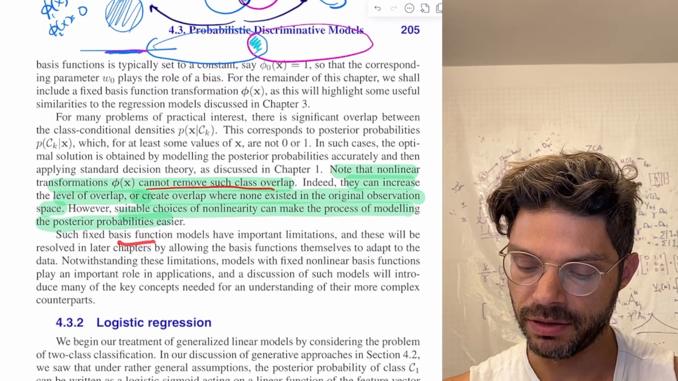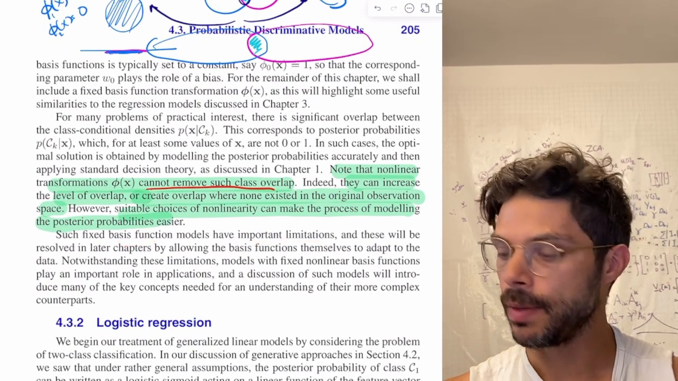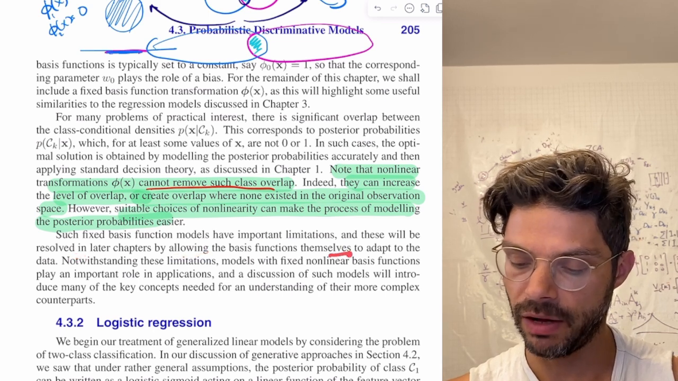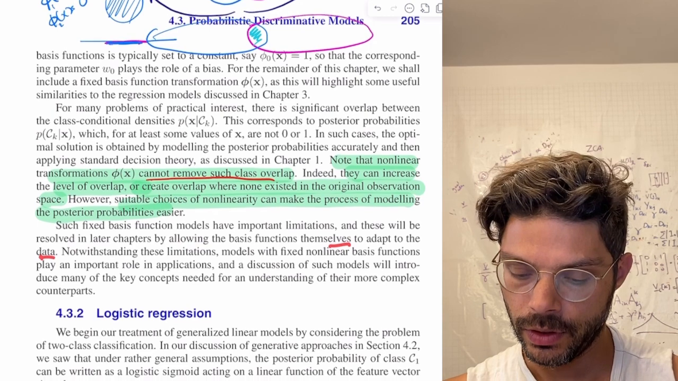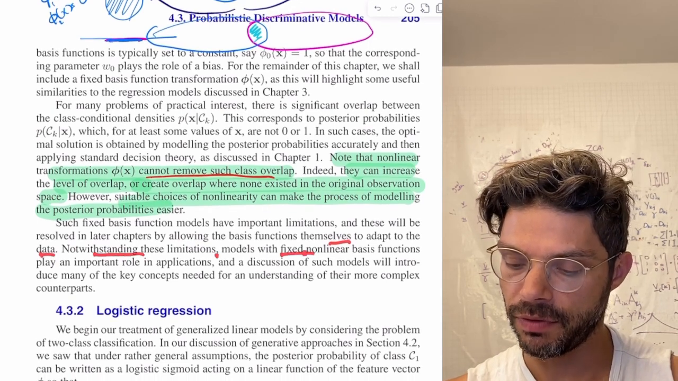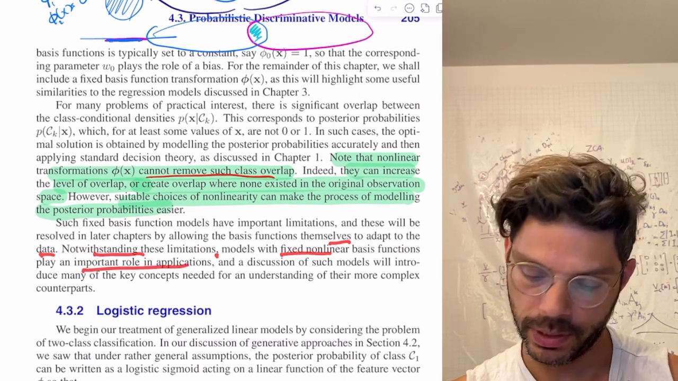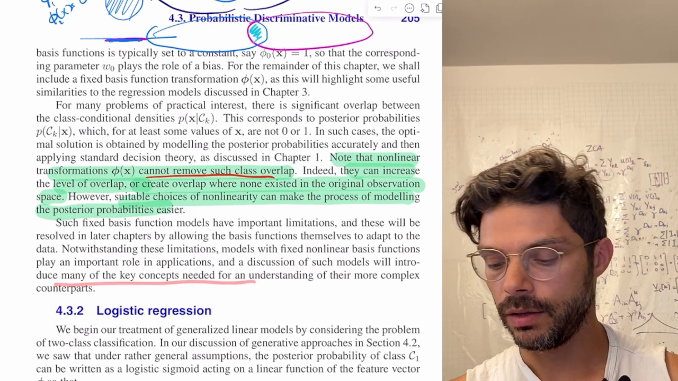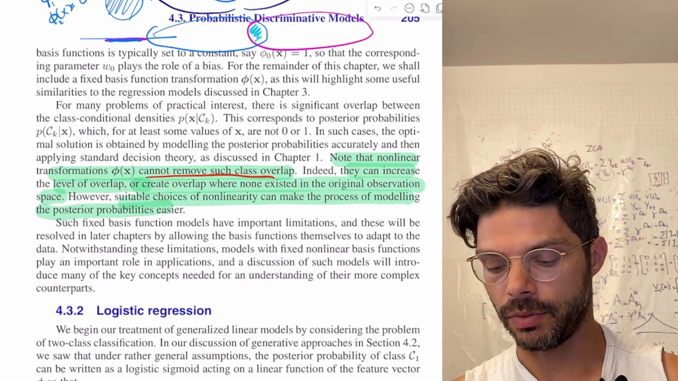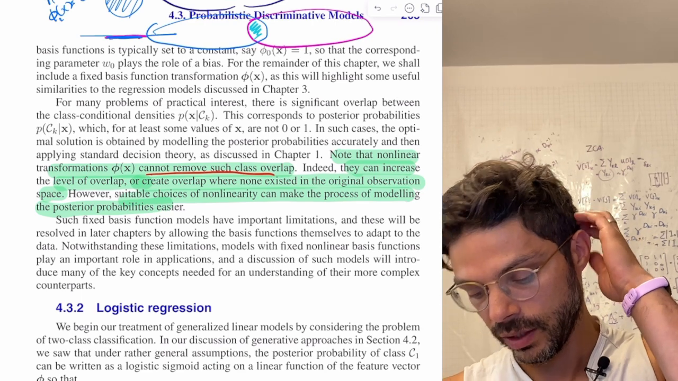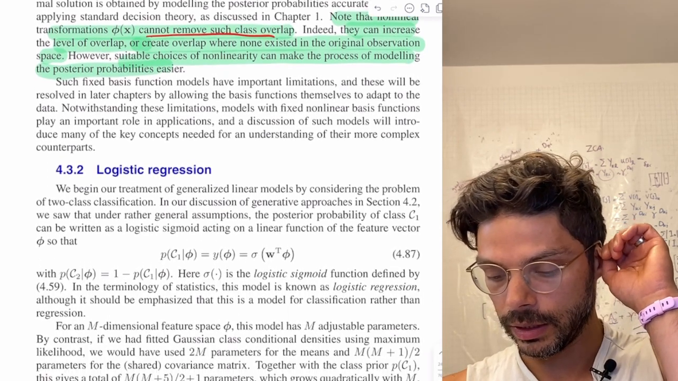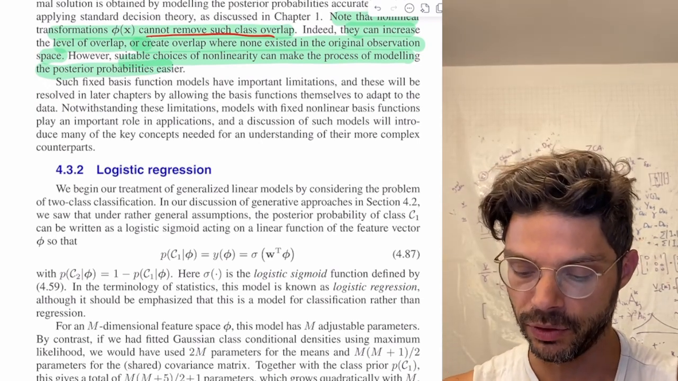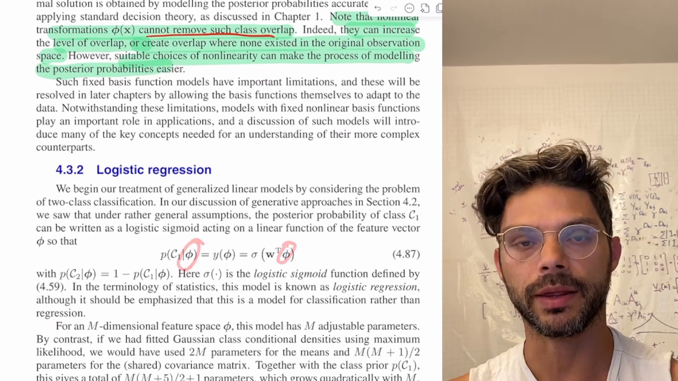Okay, such fixed basis function models have important limitations, and these will be resolved in later chapters by allowing the basis functions themselves to adapt to the data. Notwithstanding these limitations, models with fixed nonlinear basis functions play an important role in applications, and a discussion of such models will introduce many of the key components needed for an understanding of their more complex counterparts. So even with them being fixed, we can gain a lot of advantages, so let's keep them along, and you'll start to see that we have phi showing up rather than x.